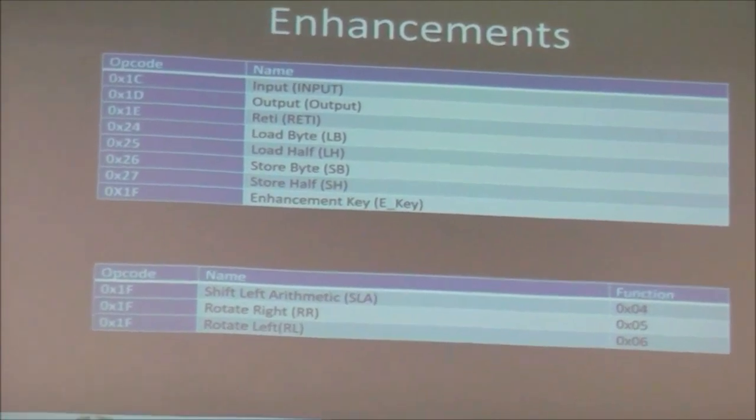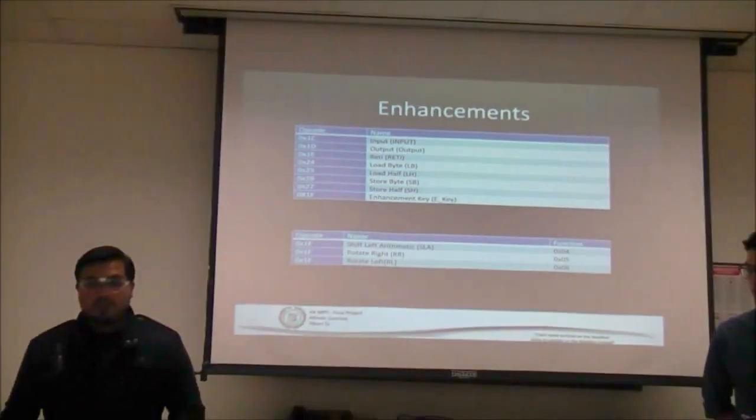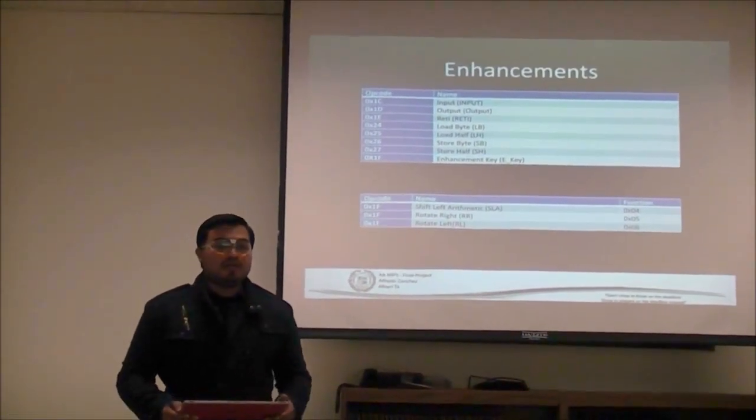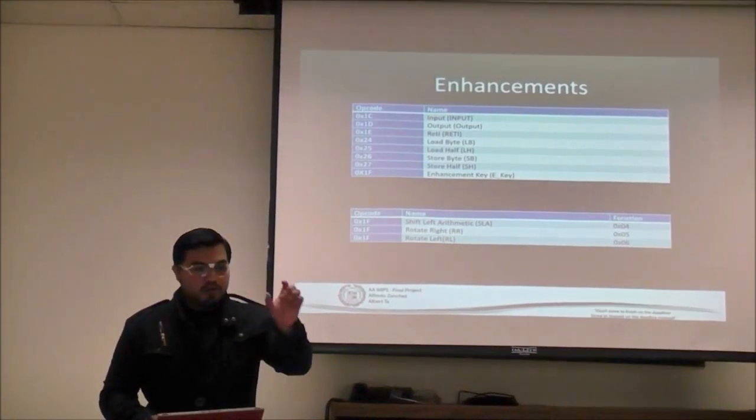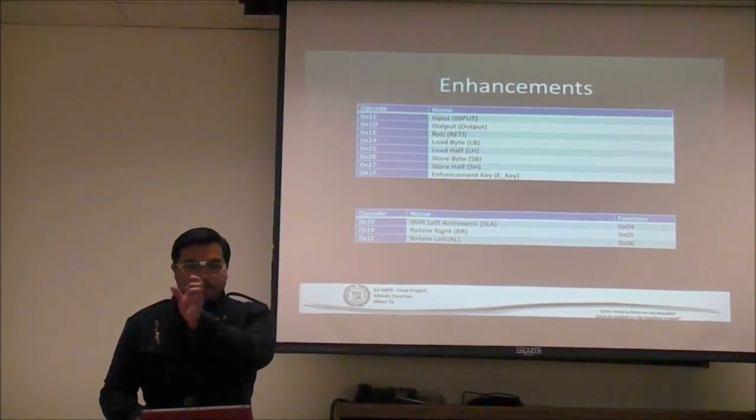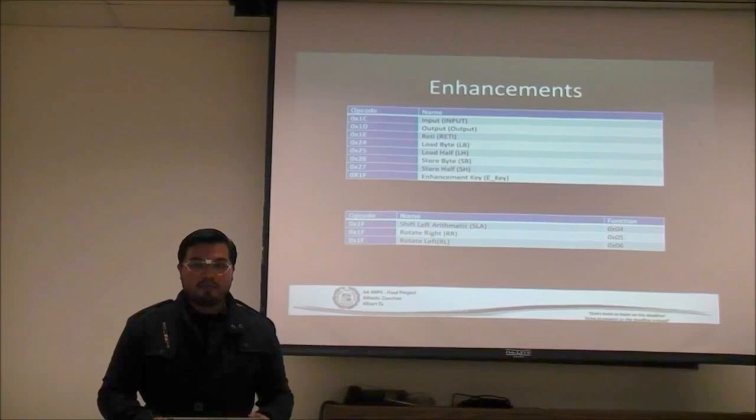So in the R-type, the opcode is all zeros, whereas the E key, I believe, is 1F. Right. And it's the same thing. As soon as the opcode is 1F, the machine knows the other format is just like an R-type.